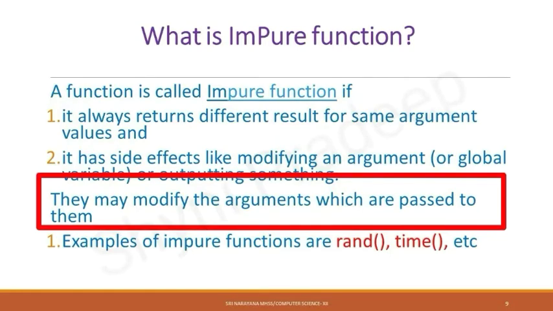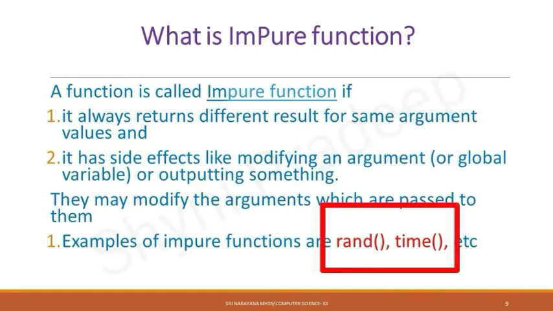Let us see the examples for impure functions. Random. This random function is used to print random numbers. When you call the same function again and again, it will return different results. And the next example for impure functions, time. If you call this function again and again, it will produce a different output each time.